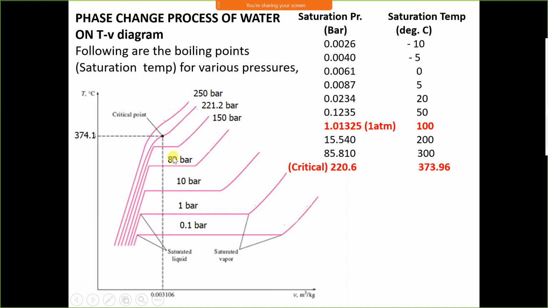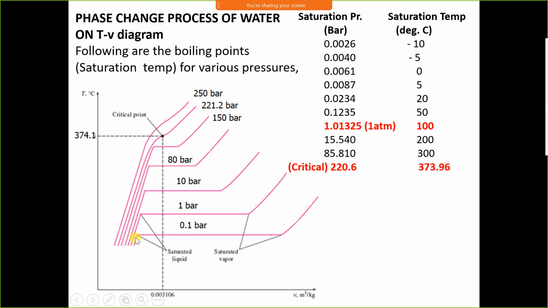As the pressure decreases, the amount of latent heat supplied increases. But as the pressure decreases, the amount of sensible heat supplied also decreases. As the pressure increases, we need to supply more sensible heat, less latent heat. As the pressure decreases, we need to supply less sensible heat and more latent heat.